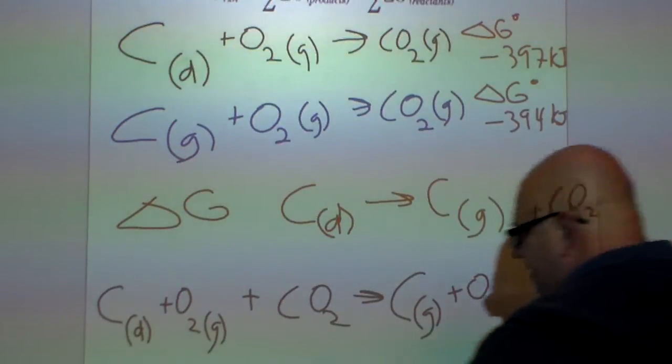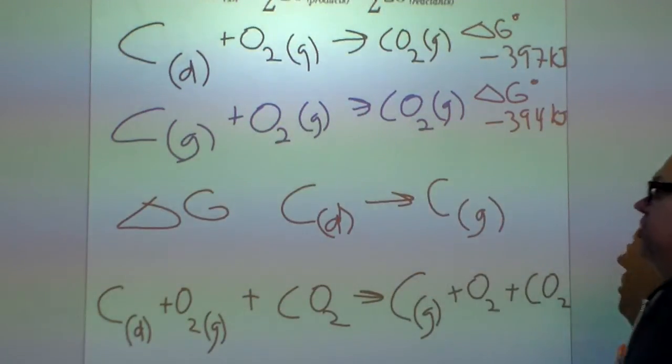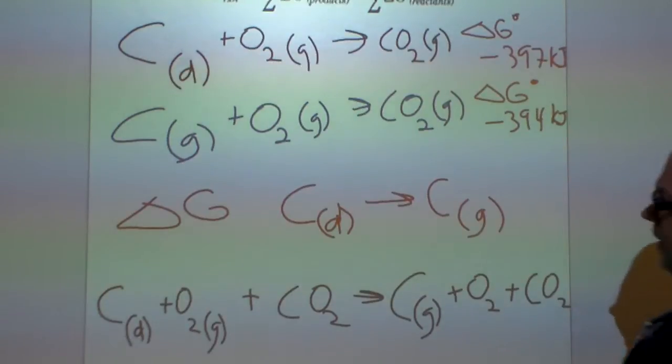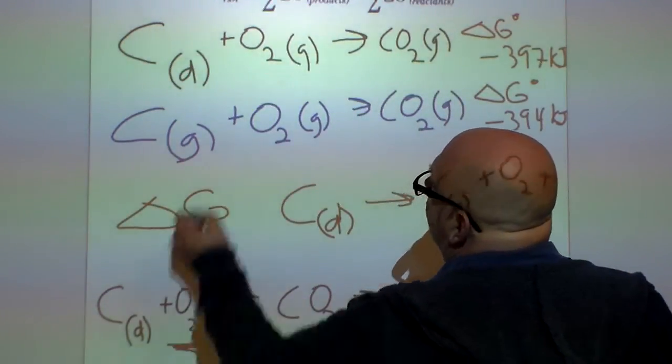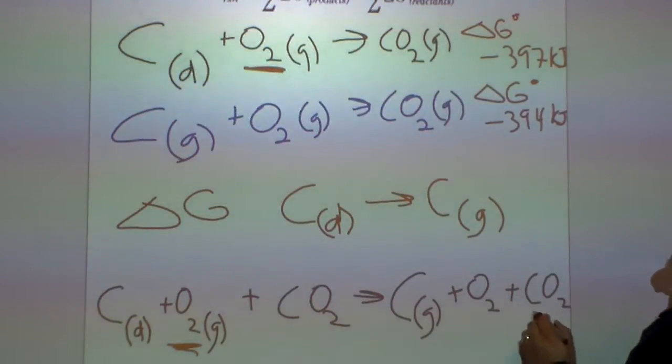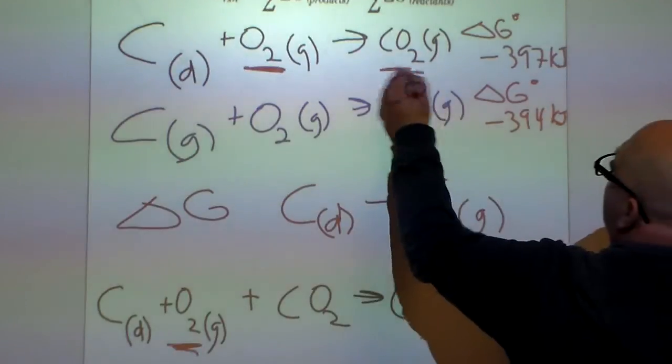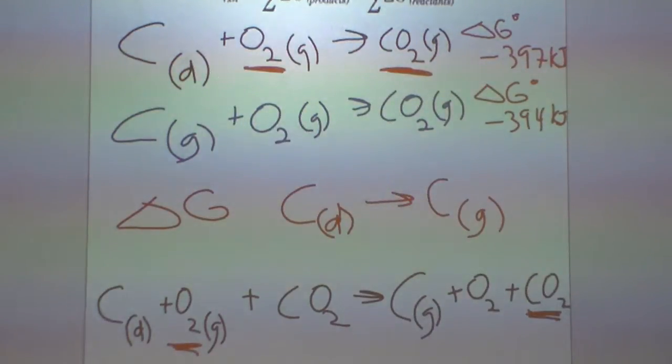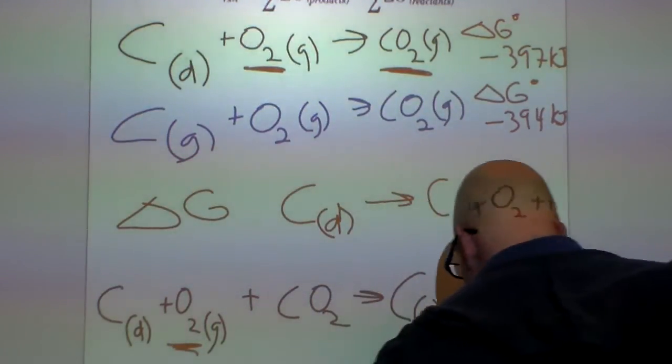Now, where did the oxygen and the CO2 come from? Well, this oxygen came from the diamond. Notice how I marked them in red. And this carbon dioxide came from the reaction dealing with the diamond. So that's where it works out.